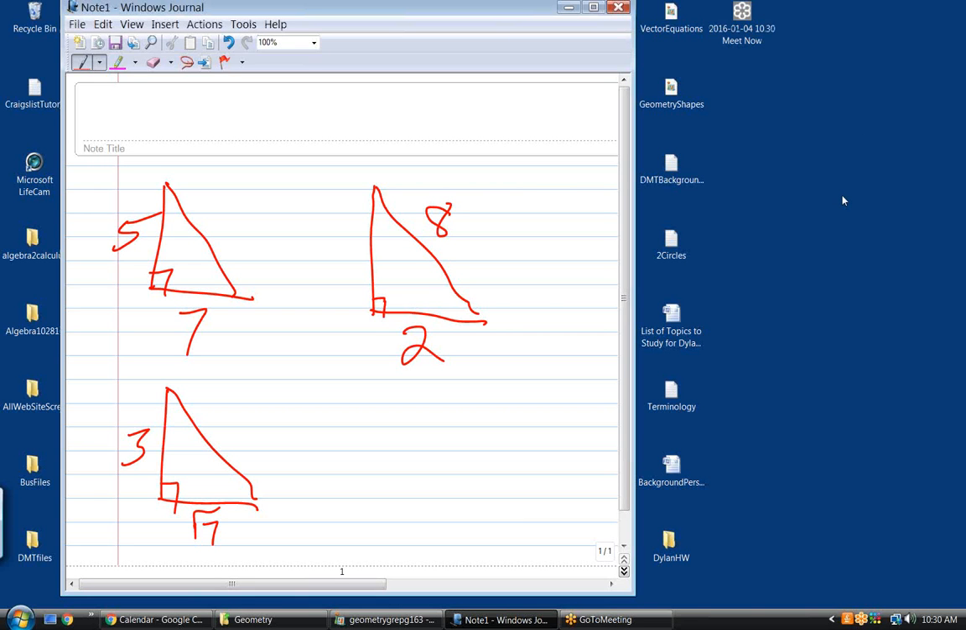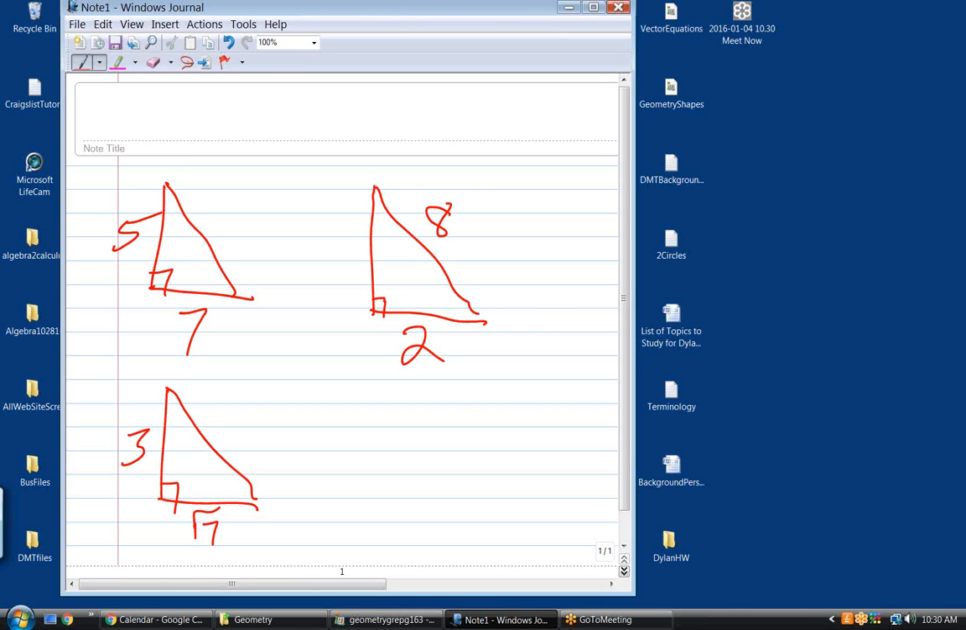As we talked about last session, two of the most important things you can do in geometry are being able to solve right triangles. Most of the time, when you encounter a right triangle, they're going to give you two of the sides. So the goal is always to solve for the third side.